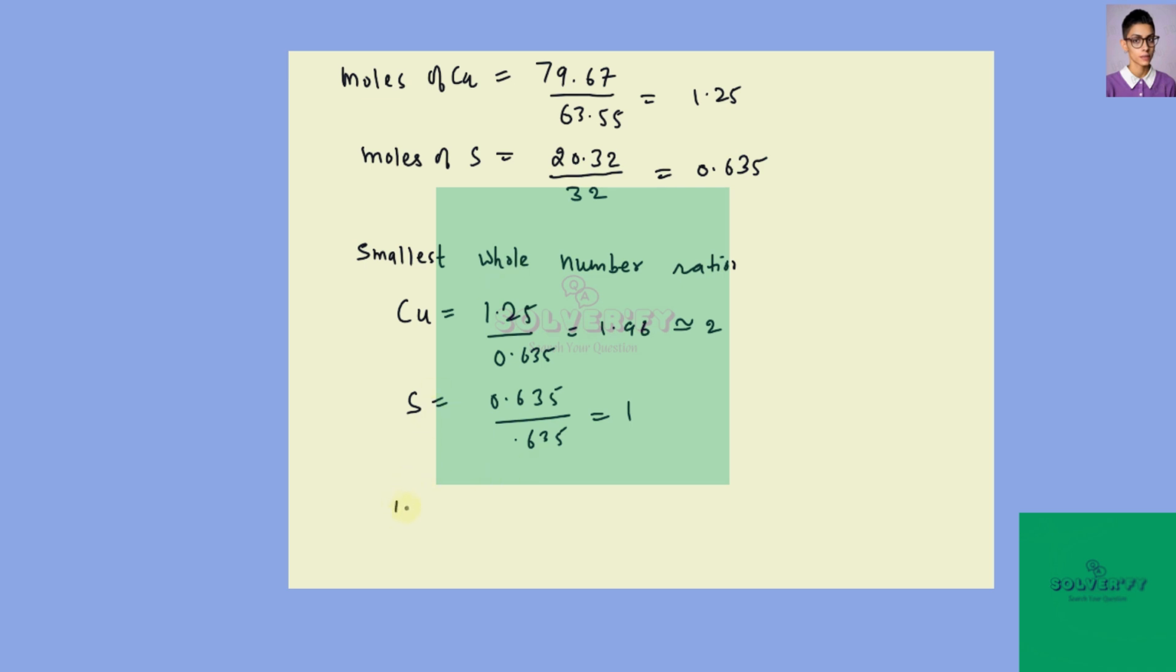So the empirical formula for the copper sulfide molecule is Cu2S. So this is the empirical formula of the compound.